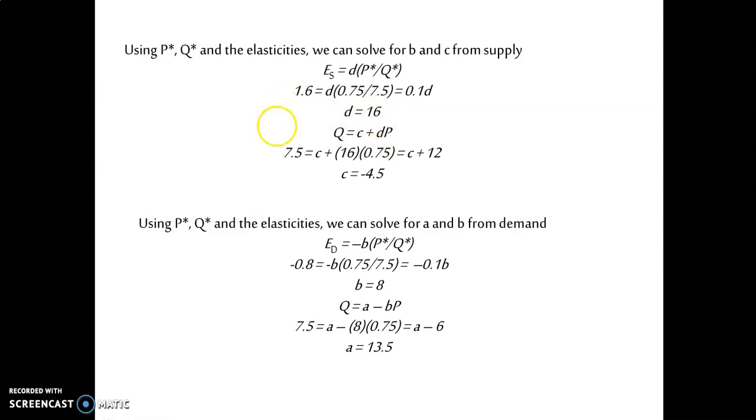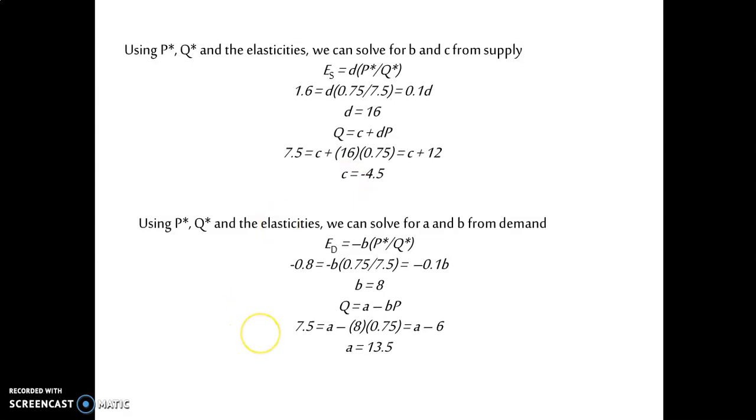Right, so now we have D. Now we need to solve for C, and that can be done by a simple substitution again. We can substitute 16 for D as well as our equilibrium quantity, which we saw was 7.5, and our equilibrium price, P star, which we saw was 0.75, and our only unknown now is this parameter C. So by rearranging, making C the subject of the formula, we can determine that it is minus 4.5. So thus far, we've got our two parameters for our supply curve, and those two parameters are C and D.